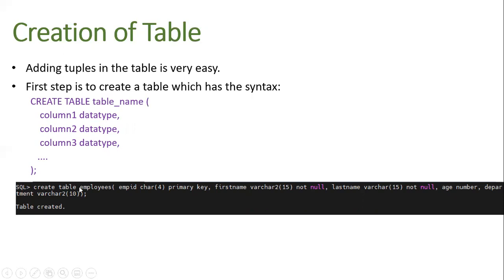I have executed a query here which shows a real-time example. Here I've created a table for employees which contains multiple columns. These columns are nothing but attributes. So employee ID, which acts as a primary key, then first name, last name, age, and department. And after executing this query, as the syntax is correct, the table gets created. We will be using this example for further slides as well.